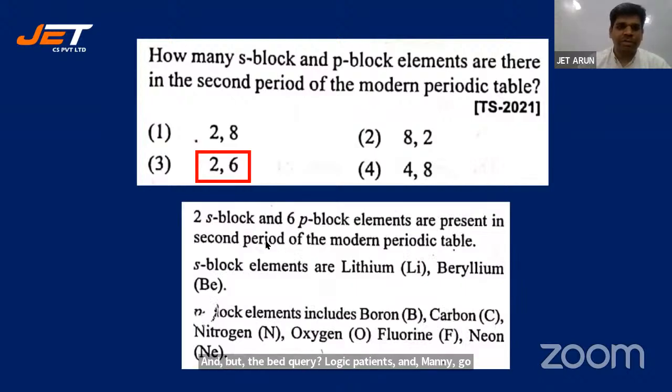Okay, here: 2 S block and 6 P block elements are present in the second period of the modern periodic table. S block elements are lithium, beryllium. P block elements include boron, carbon, nitrogen, oxygen, fluorine, neon. All right, this is just for additional knowledge.